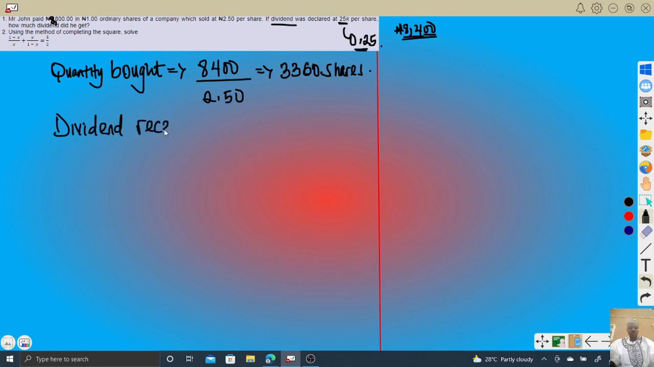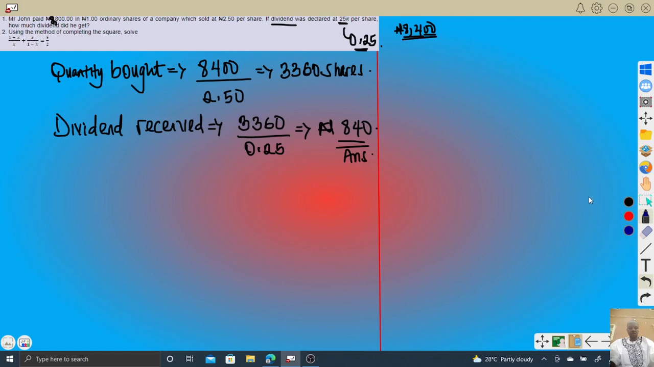Dividend received will now be equal to 3,360 shares and it was given a dividend of 0.25 per share. So the total dividend that the man is having should be giving us 840 naira. So that's the answer to the first question, which I think is direct.